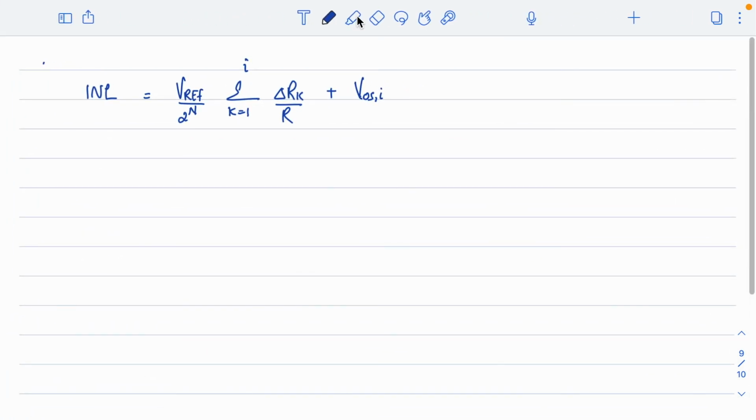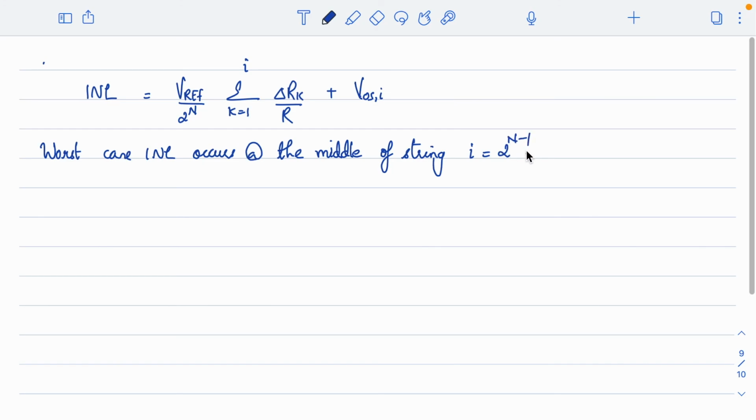Now, similar to what we have done in the resistor string DAC, I can go for a worst case INL calculation, and I am assuming that it occurs at the middle of the string, assuming that the lower half will have positive mismatch and the upper half will have negative mismatch. I hope you remember we have discussed these things in a little more detail while considering the resistor string DAC. The middle of the string point is nothing but when i is equal to 2 to the power of n minus 1, right?